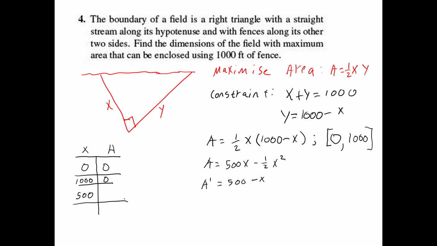So we can just plug that into the area formula. Area of 500 is equal to 500 times 500 minus 1/2 times 500 squared. Okay, so plugging that into the calculator, I get 125,000.